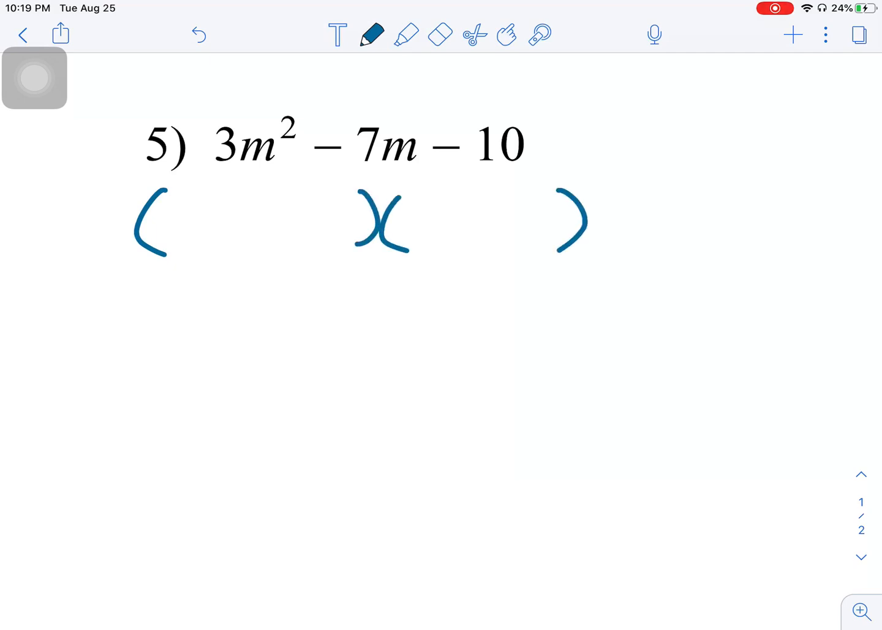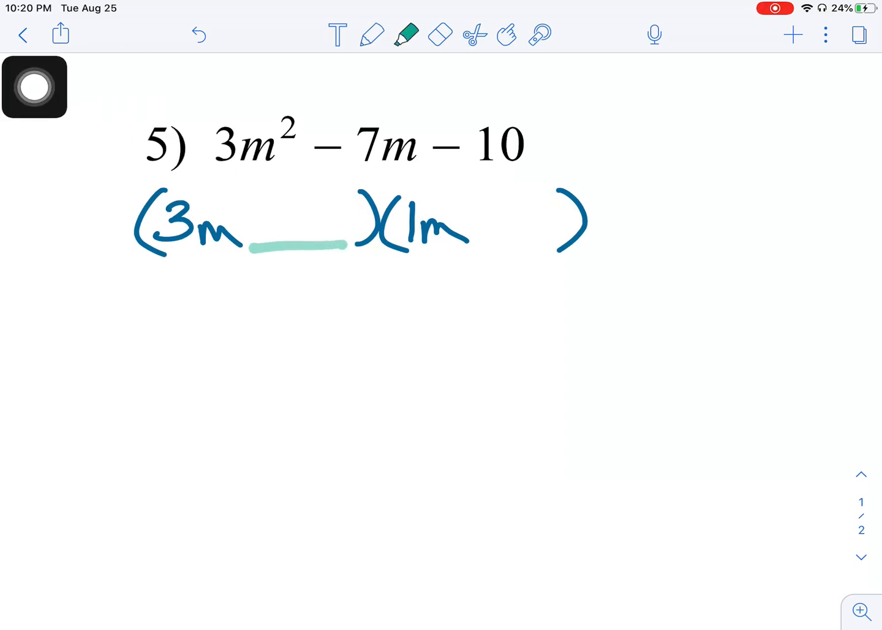I use a method called guess and check. I've been using it for years, and basically because I have been using it so long, my number sense with these is pretty decent. So here's what I notice. I know that I have 3m squared. The only way I can make a 3 is if I take 3 times 1. So I'm going to give this 3 an m, and I'm going to give that 1 an m. So if I were to multiply these two together, 3m times 1m, that's going to create 3m squared.